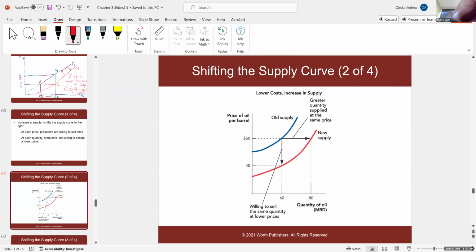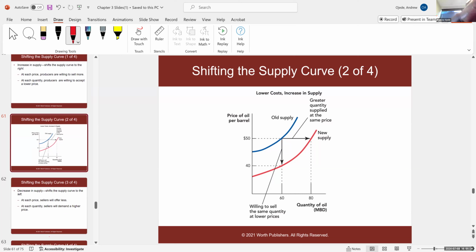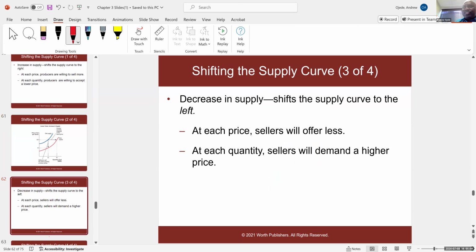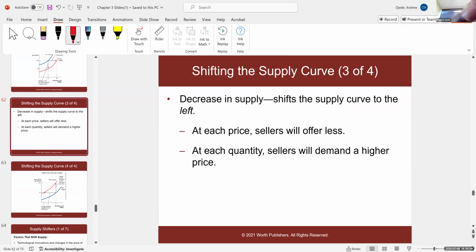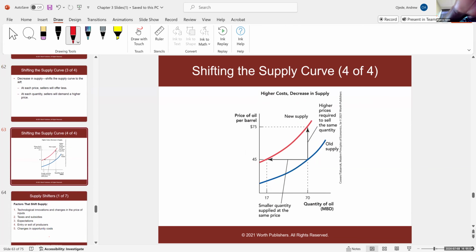And then a decrease in supply is when the supply curve shifts to the left. At each price, sellers will offer less. At each quantity, sellers will demand a higher price. That's right. So you see that.